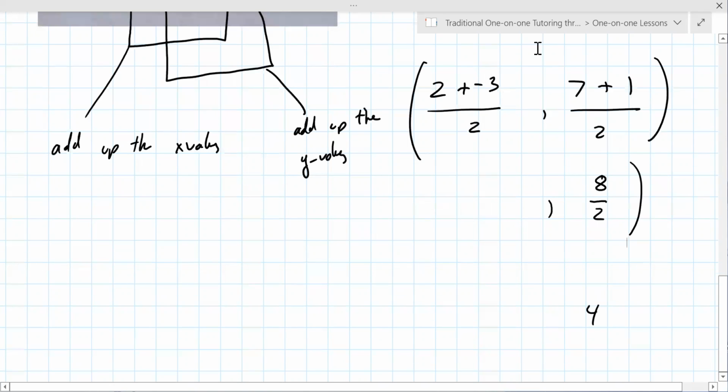Okay, how about the one on the x coordinate here? 2 plus -3. -1/2. Yeah. And that one does not reduce. So that is it.